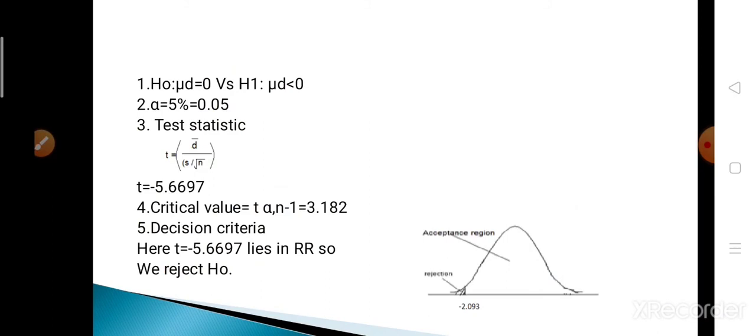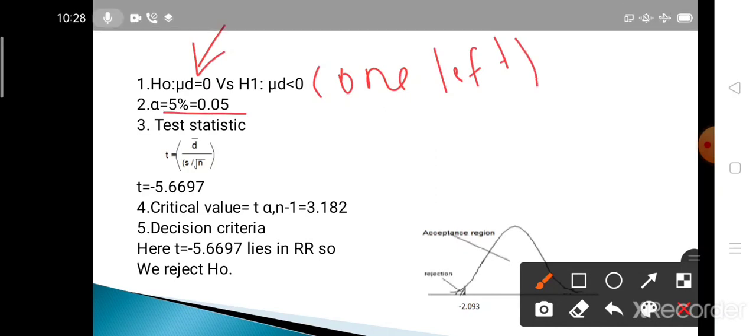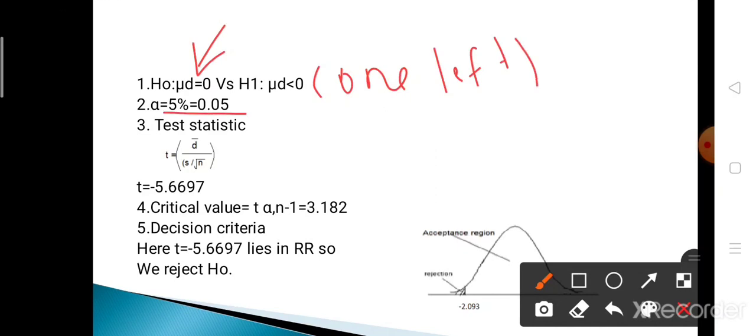So the first step involved in the testing of hypothesis is to define H0 and H1. In the given example we are given H0 is mu d is equal to 0 and H1 is mu d is less than 0. That is a one-sided left test. And the alpha value we are given in the example is 5% LOS, that is alpha is 5%, that is 0.05. Now the third step is to calculate the test statistic. T is equal to d bar divided by s upon root n. So just plug in the values of d bar and s and n. So the value of the test statistic is minus 5.6697, and the critical value, that is the table value, is given.